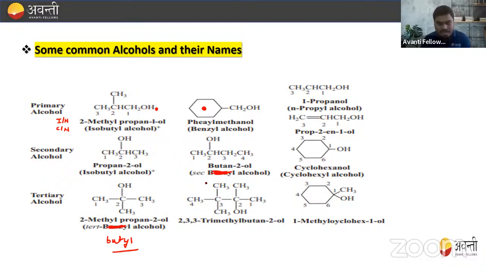So always remember this. There is a correction in this. This is not known as benzyl alcohol. Instead, it is known as butyl alcohol. This is butyl alcohol. This is called secondary, 1, 2, 3, 4. So this is secondary butyl alcohol. Their name is secondary butyl alcohol. And this is cyclohexyl alcohol.